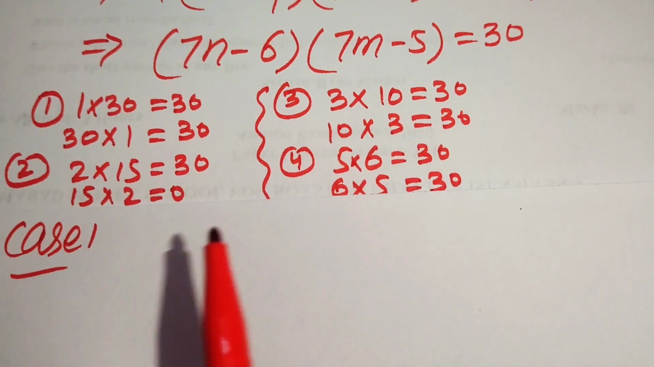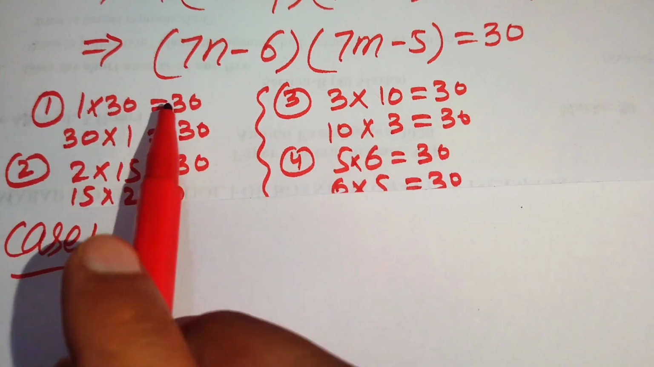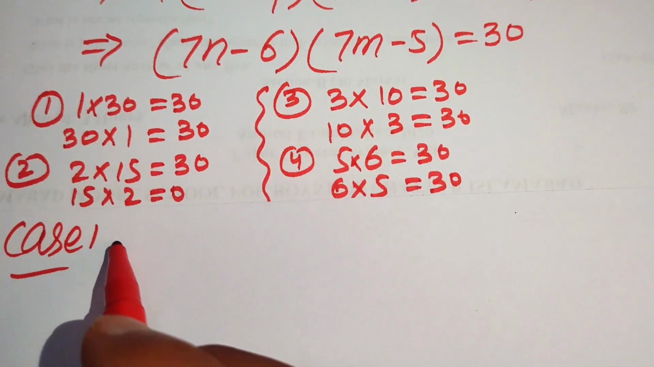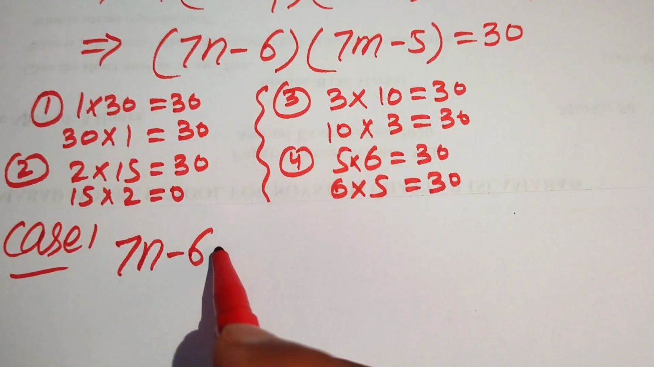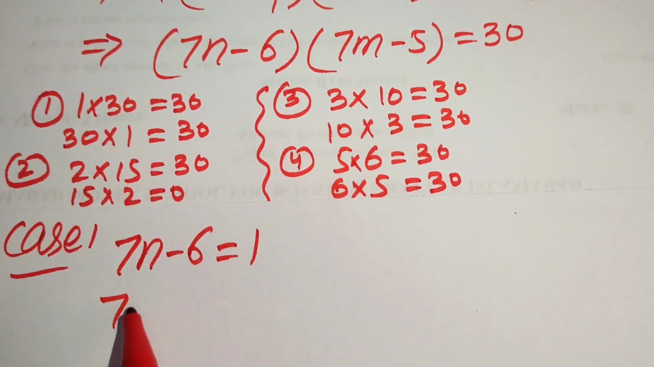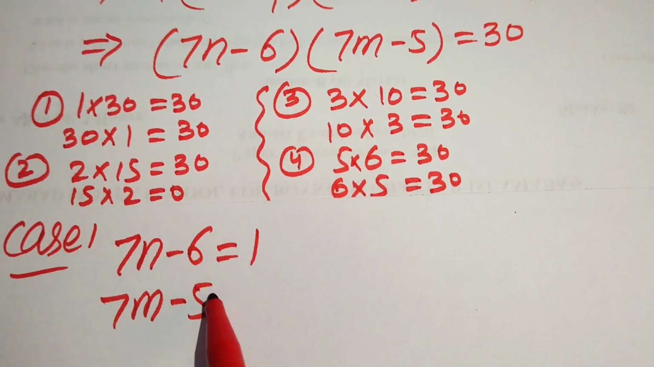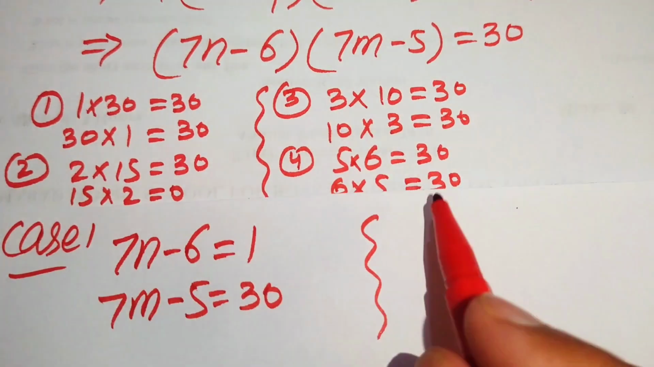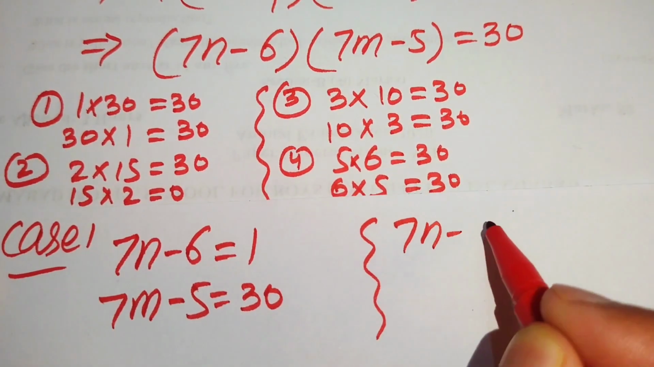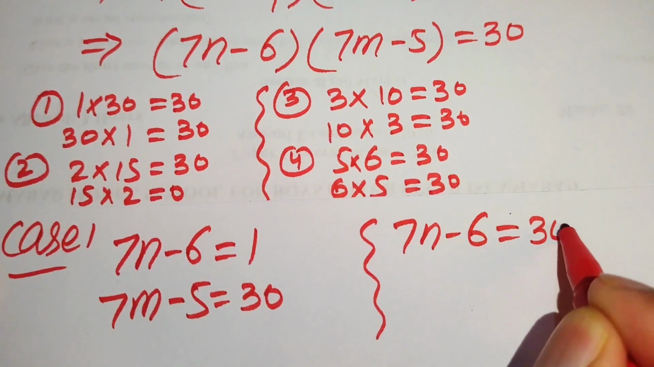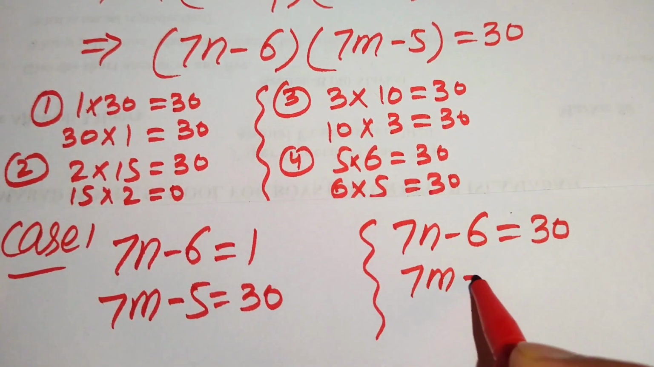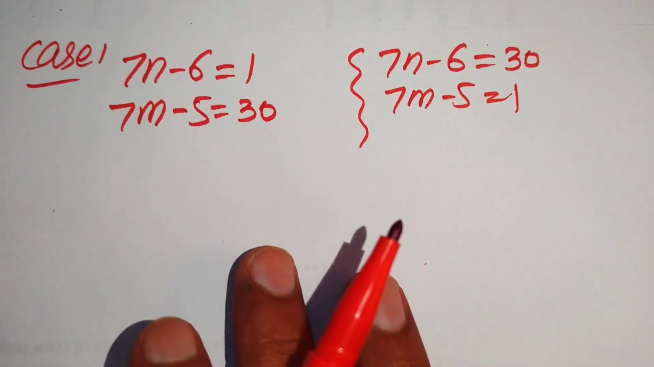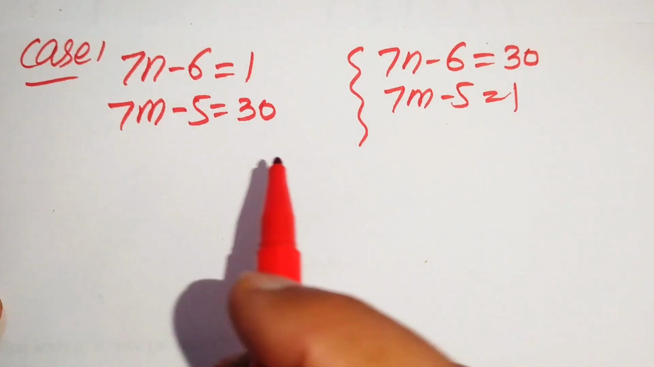First we solve this question by case number 1. We compare the left hand side with these two pairs, and it will be written as 7n minus 6 equals 1, and 7m minus 5 equals 30. Similarly, the second value is we take 7n minus 6 equals 30, and we get 7m minus 5 equals 1. So this is our first case, and we first find the values of m and n from this case.